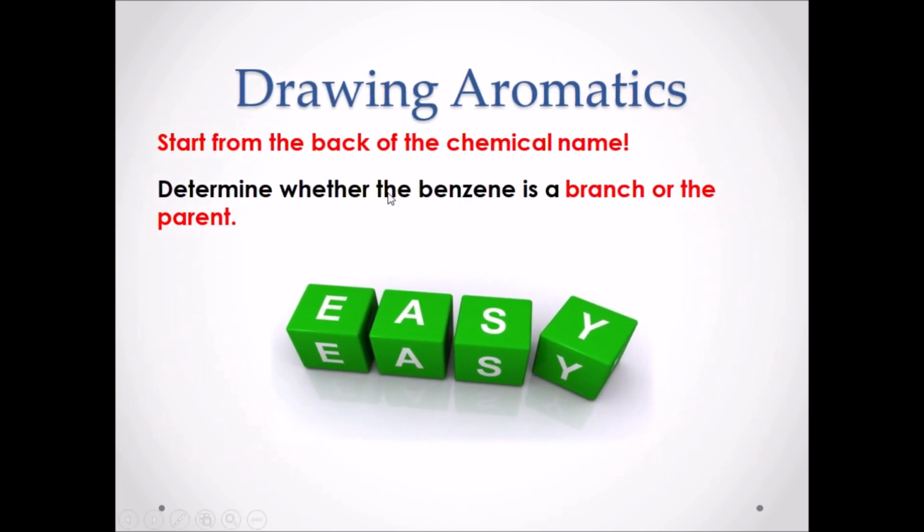Drawing aromatics. Again, just like every other hydrocarbon, start from the back of the chemical name. You have to make sure your benzene is either a branch or a parent. The structures will look very different. And remember, start by drawing your carbons, then add your hydrogens after.